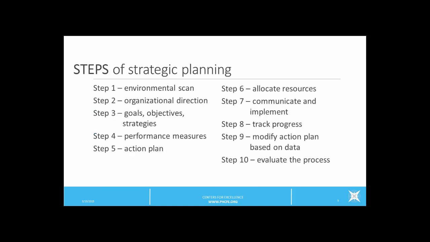In the slides to come, I will say a bit more about each step. Here they all are at once. Scan your internal and external environments. Either set or review your organizational direction, composed of your vision, mission, and values. Choose strategic goals, objectives, and strategies. Create performance measures. Build action plans. Allocate your resources. Communicate and implement the plan. Track your progress, modify your plan based on data, and evaluate your strategic planning process to improve it the next time around.